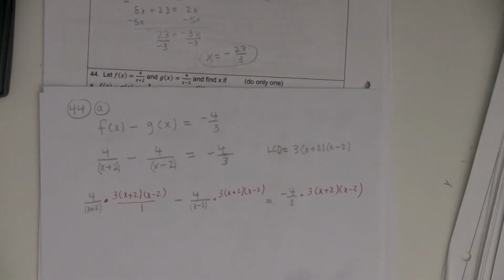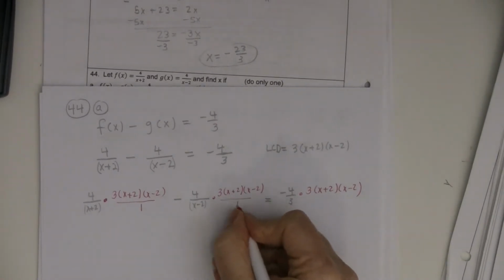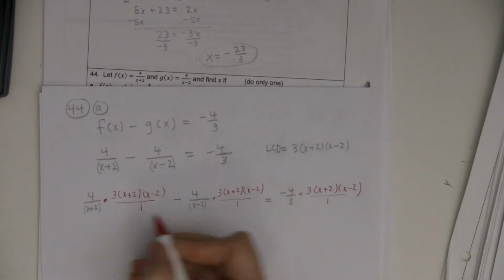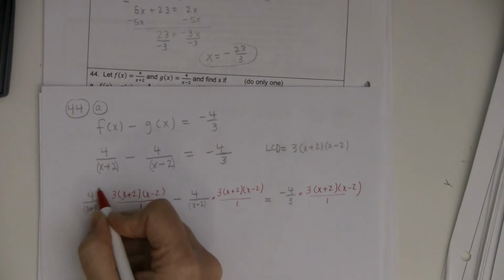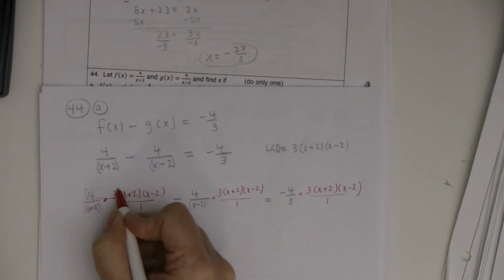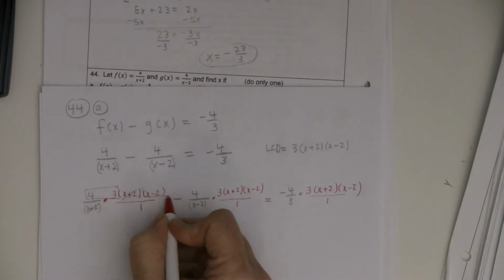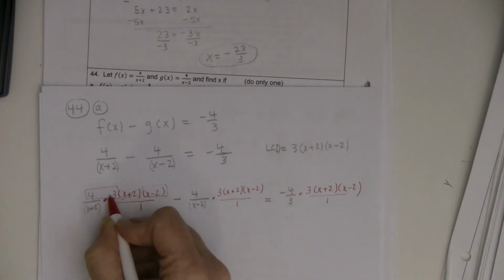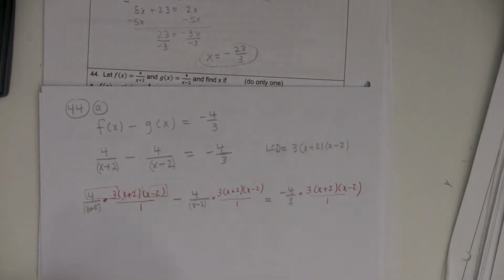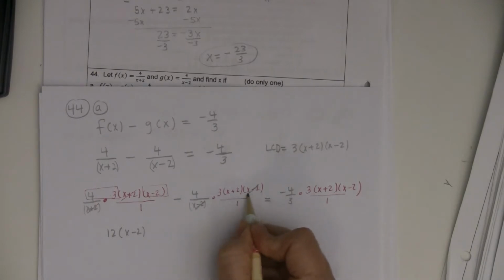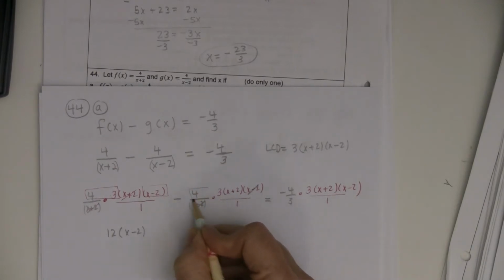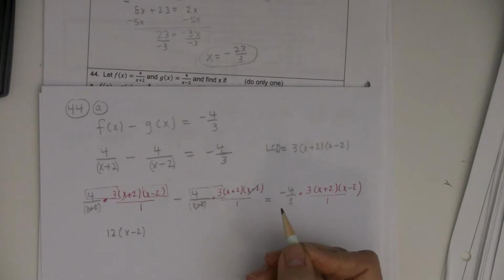And I'm here to cancel, right? And this is over 1. This is over 1. And the x plus 2 cancels with the x plus 2. And what that leaves is this stuff left over that I need to multiply together. I can multiply the 4 and the 3 together really well with my head. That's 12. And then times x minus 2. And then here the x minus 2 cancels with the x minus 2.